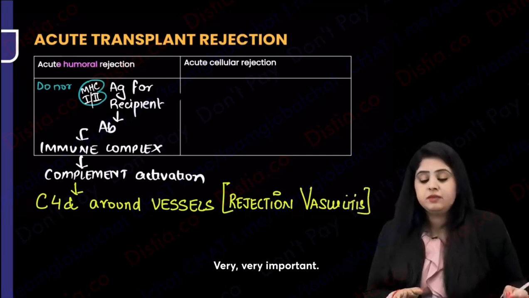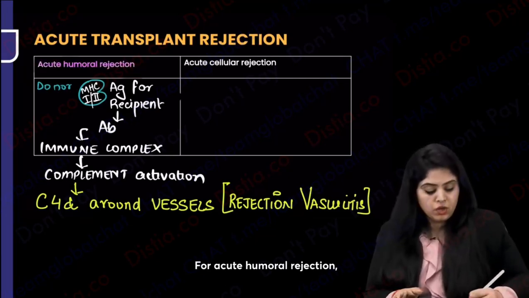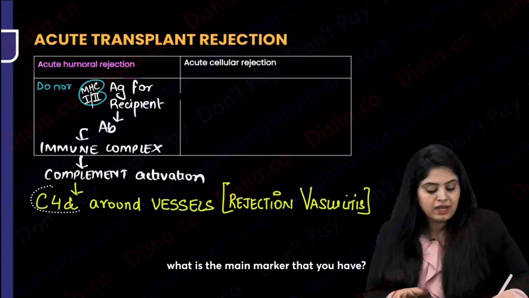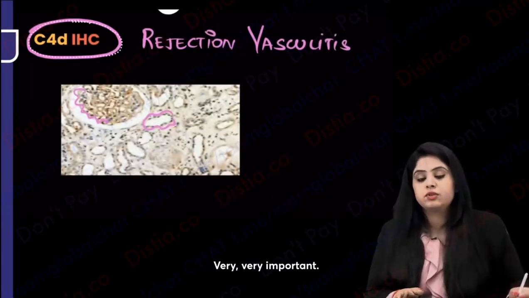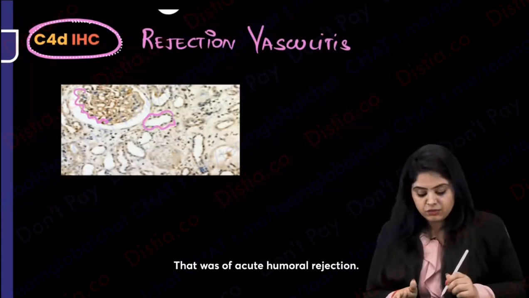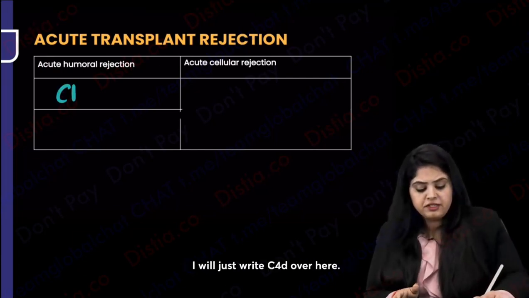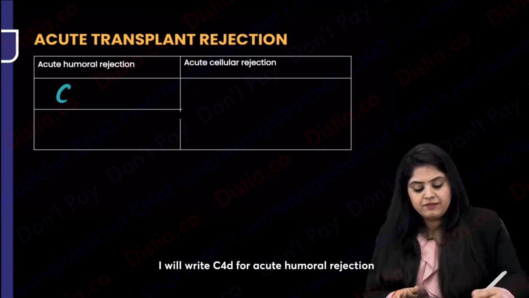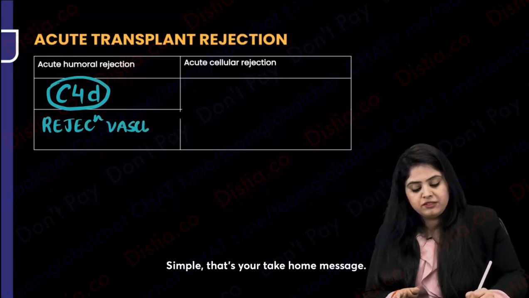Please note, very, very important. They will ask you a simple question for acute humoral rejection. What is the main marker that you have? It is C4D. They will show you this immunohistochemistry. Very, very important. All these brown colors. That was of acute humoral rejection. I'll write it in one word. I will write C4D for acute humoral rejection, or in other words, I will write it as rejection vasculitis. Simple. That's your take-home message.